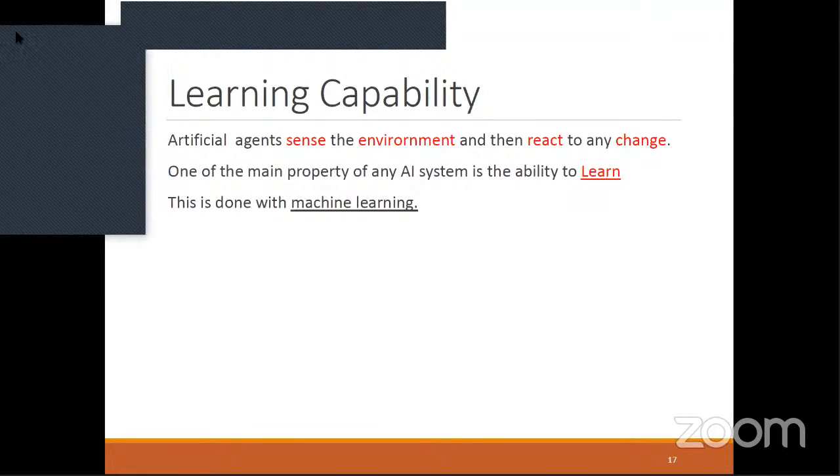So the learning capability of a system makes it more intelligent, because every time there will be new knowledge coming in, and the machines have to change their behavior based on the new knowledge. So these machines are now what we call artificially intelligent agents. They sense the environment, they see what the new data is, and they react to that data, not only on the live data but on the historical data also. So one of the main properties of an AI system is the capability to learn, and this is done with machine learning, which is a sub area of AI systems.